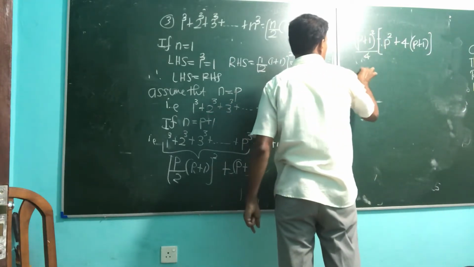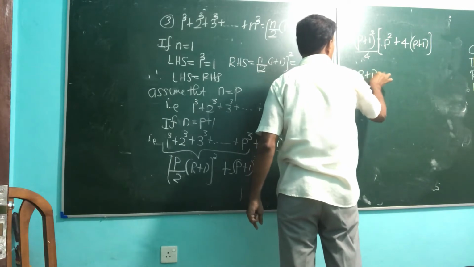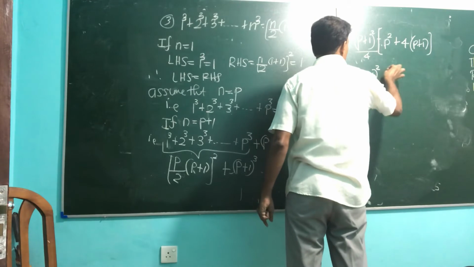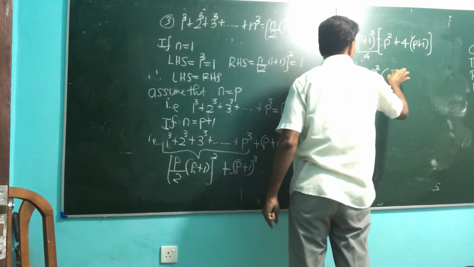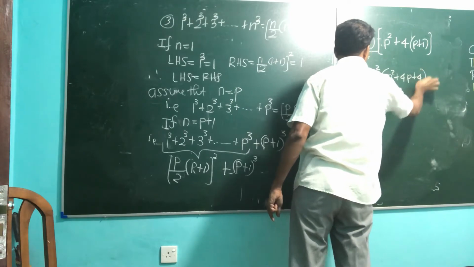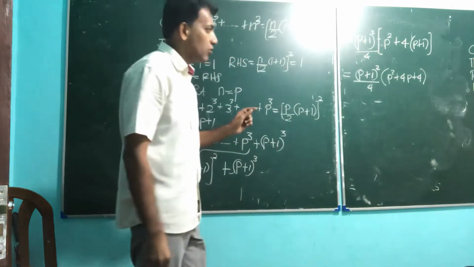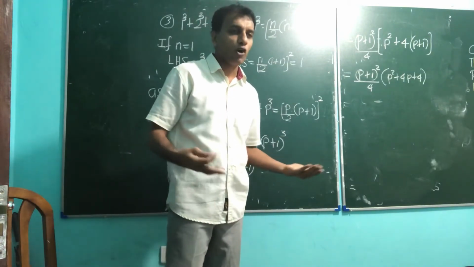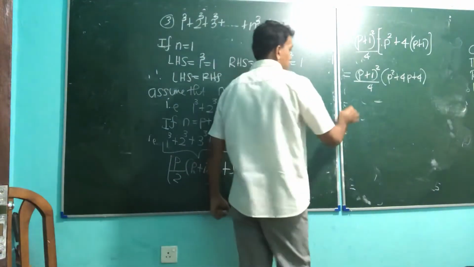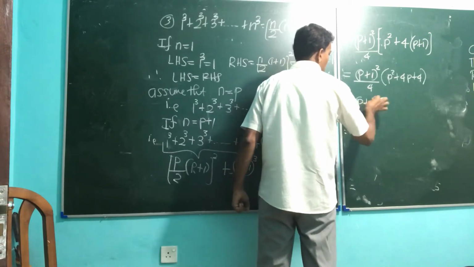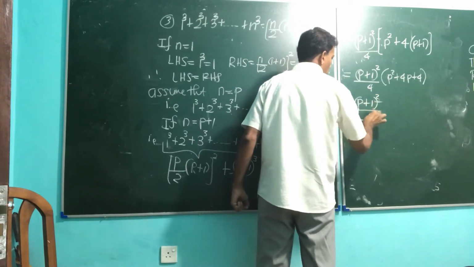Okay, so here (P plus 1) squared over 4, what is P squared plus 4P plus 4? P squared plus 4P plus 4. So what is your familiar, famous binomial complete square? So what is that answer? (P plus 1) squared over 4.